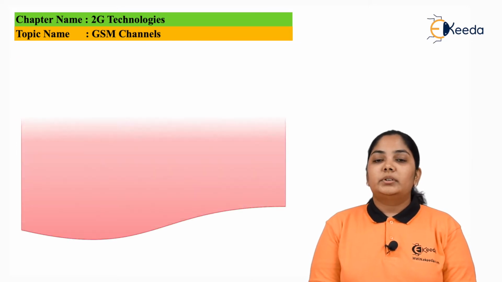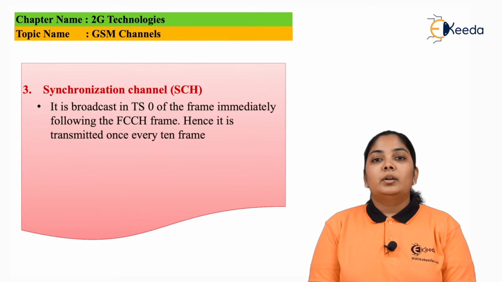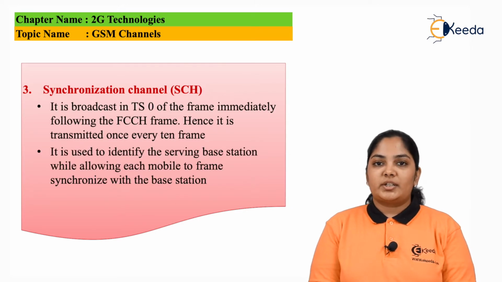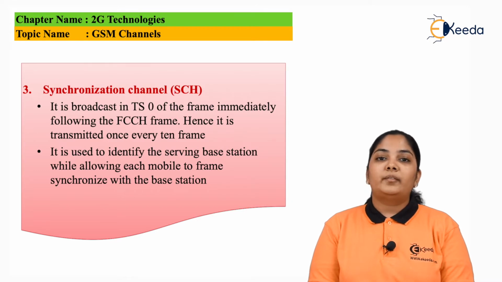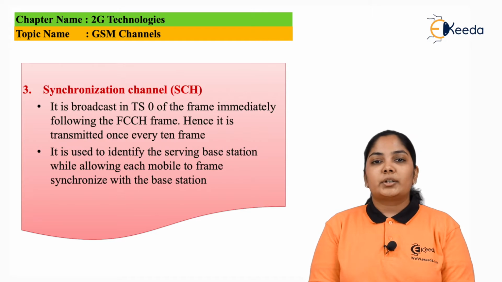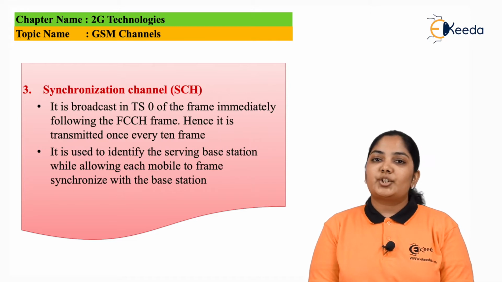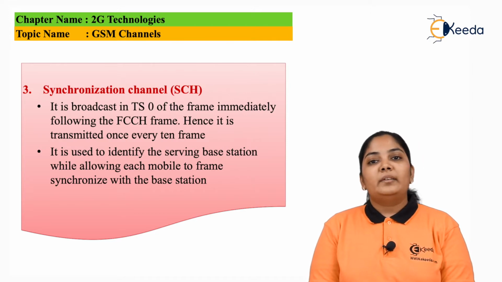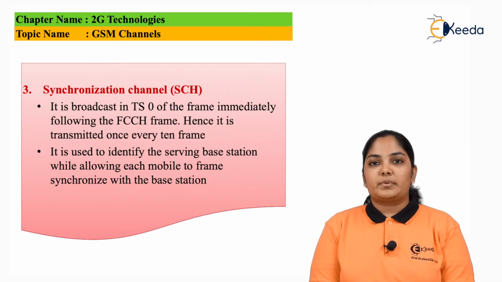Let us talk about the third type of the broadcast channel, which is nothing but the synchronization channel. The data on the synchronization channel is sent on the time 0 time slot of the frame that follows the frequency correction control channel. Since the frequency correction control channel is sent on 1 frame per 10 frames, similarly the synchronization channel is also sent on 1 frame per 10 frames. Hence it is sent once in the 10 frames.